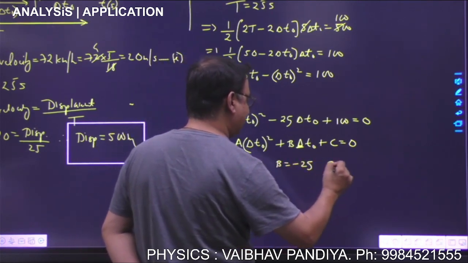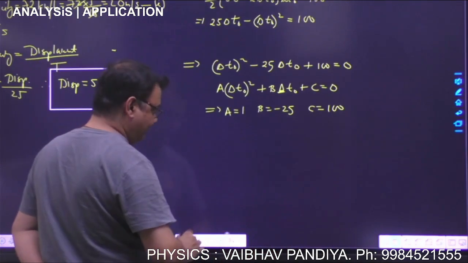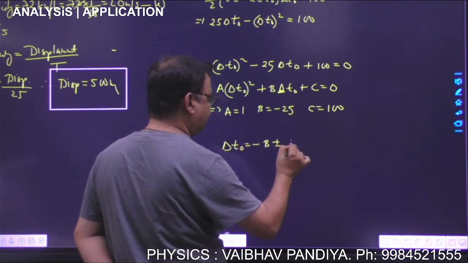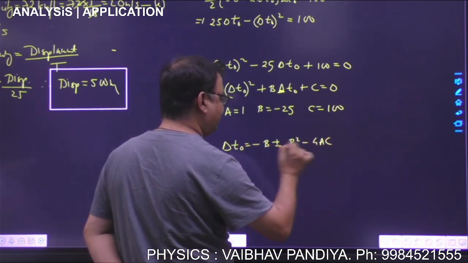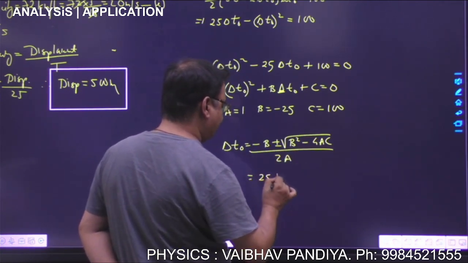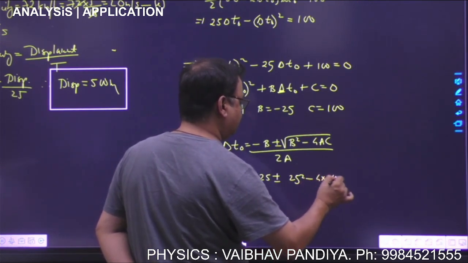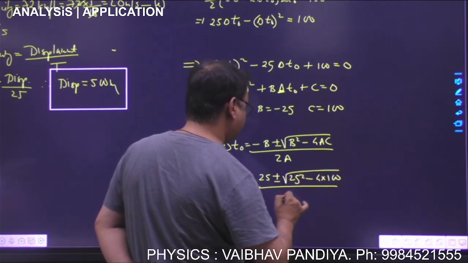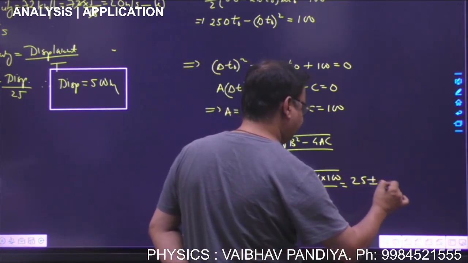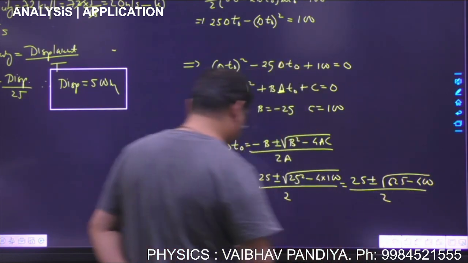Minus 25, and what is c? 100. Now you can apply the quadratic formula and find the value of delta t naught. So delta t naught will be minus b plus minus square root of b square minus 4ac, divided by twice of a. So minus of minus 25 will be 25 plus minus square root of 25 square minus 4 into 100, divided by twice of 1, that is 2. So I'll get 25 plus minus square root of 625 minus 400, divided by 2.